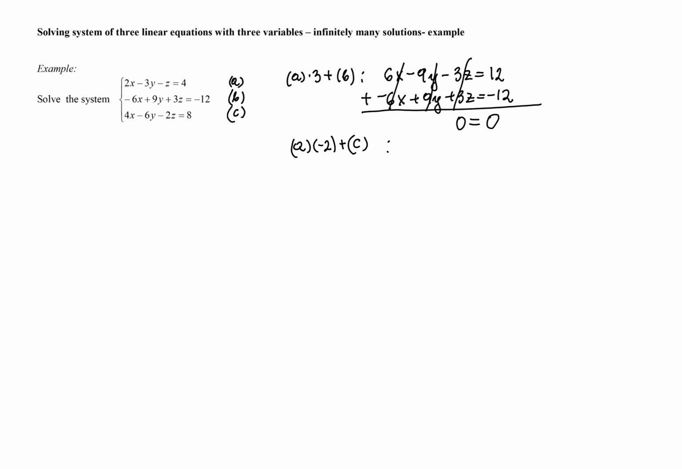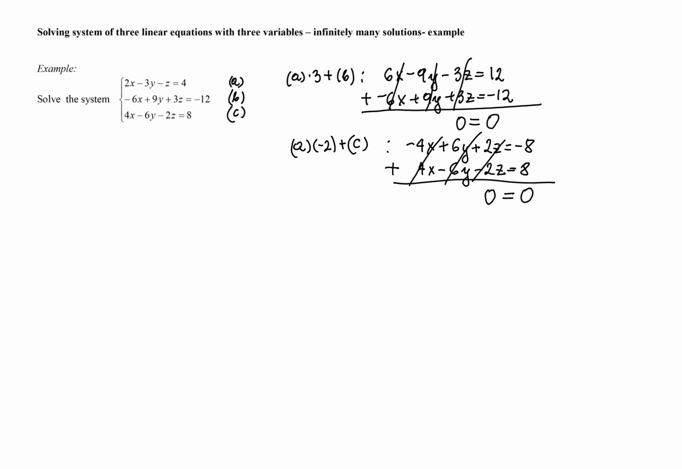Equation A multiplied by -2 leads to the equation -4x + 6y + 2z = -8. And equation C is 4x - 6y - 2z = 8. If we add those equations side by side, again you can see that all variables will disappear from the left hand side and we'll get 0, and so we'll get also 0 on the right hand side. And that also means that equations A and C are equivalent.